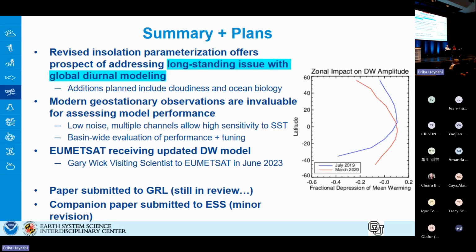The revised model has been already ported. Gary went over, and all three of us were over there in June of last year working on different aspects. Gary's working on the model, and the hooks are in there for this new insolation scheme with the water vapor. I submitted a paper to GRL in February. It's still in review. Gary submitted a paper to Earth and Space Science, and that's already come back with minor revisions, so that's nice.